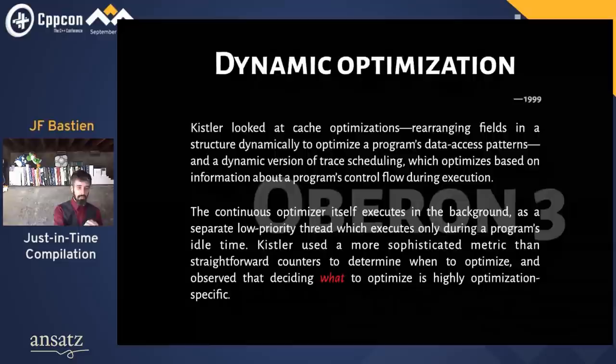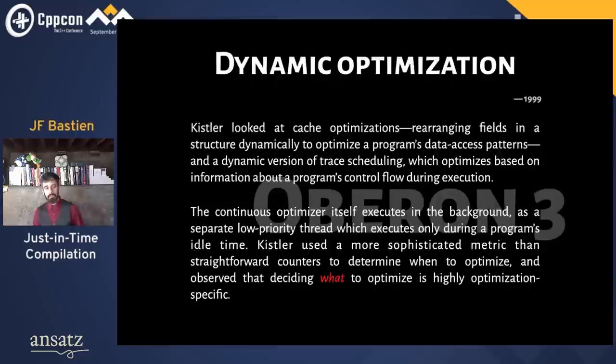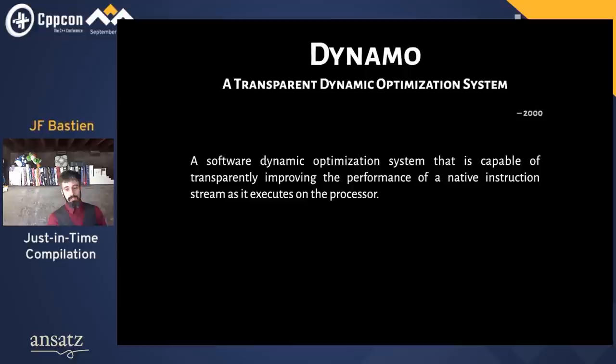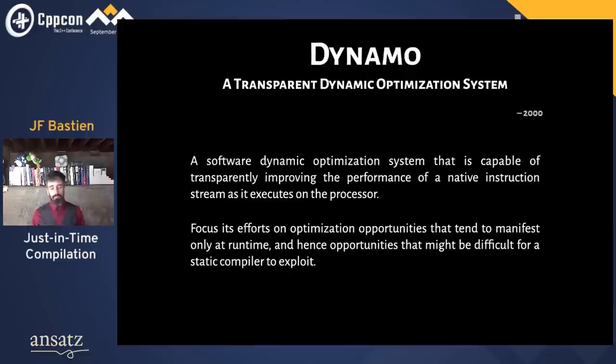All right, let's look at a similar system called Dynamo. It's a transparent dynamic optimization system from 2000. It's a software dynamic optimization system that's capable of transparently improving the performance of the native instruction stream as it executes on the processor. It focuses its efforts on optimization opportunities that tend to manifest only at runtime, and hence opportunities that might be difficult for a static compiler to exploit.